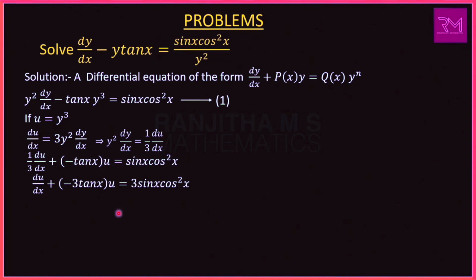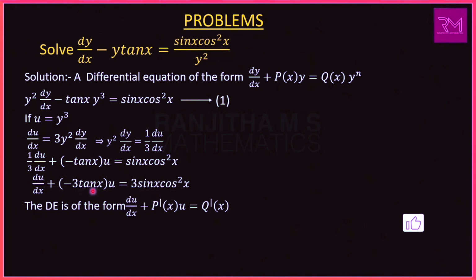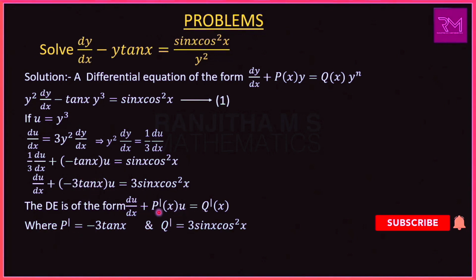Now we can conclude that the differential equation is of the form du by dx plus p dash of x into u equals q dash of x, where p dash of x and q dash of x are some values containing x. Therefore, this is a linear differential equation form. So we have to find the p dash and q dash values. Here p dash is minus 3 tan x, and q dash is 3 into sin x into cos square x.